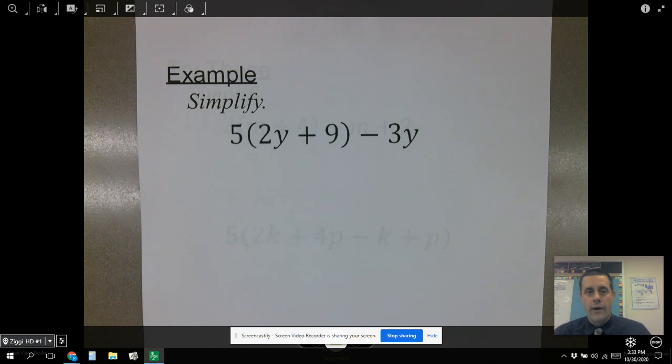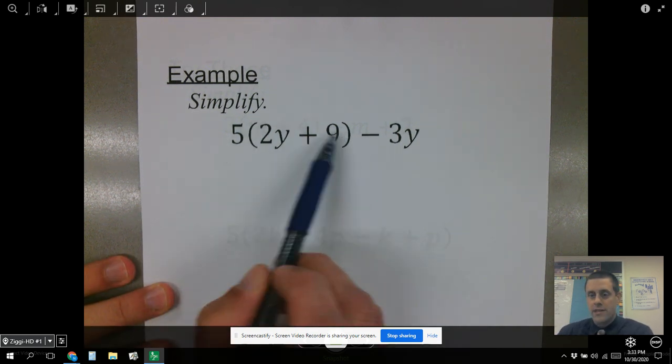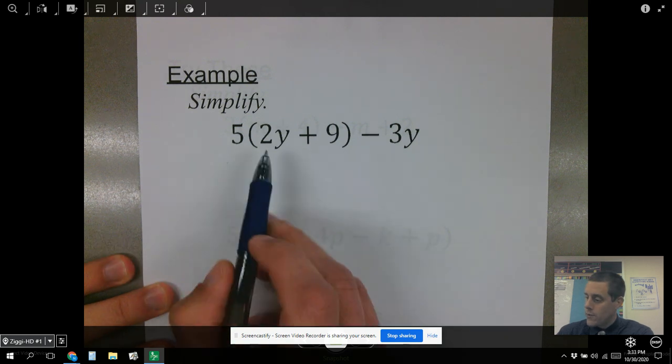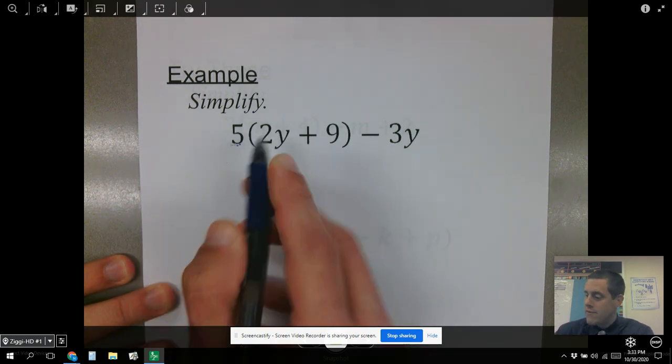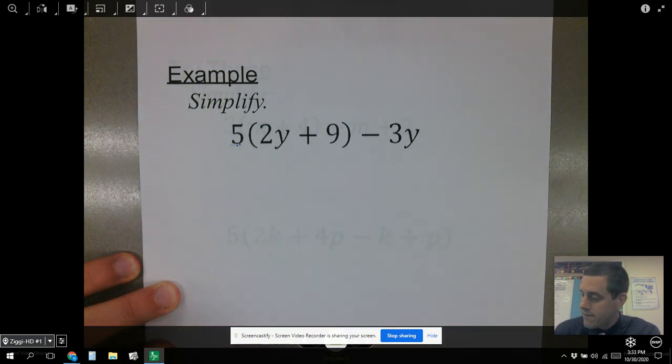All right, our next example, we have 5 times the quantity of 2y plus 9, close the quantity, minus 3y. Go ahead and copy that problem down. Let's work through it together. Well, the very first thing I need to do here is to get rid of these parentheses. And the only way to work with these parentheses is to use the distributive property. I'm distributing this 5 to all of the terms inside of the parentheses.